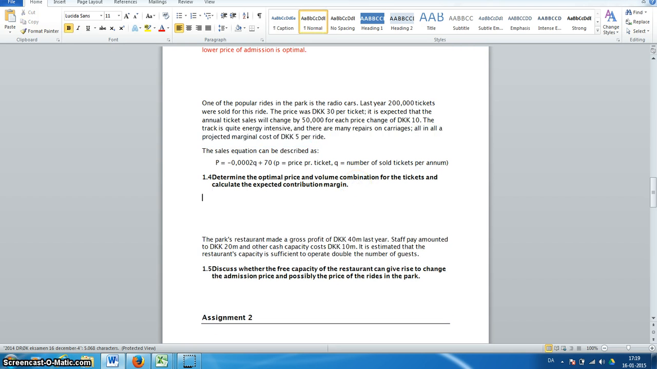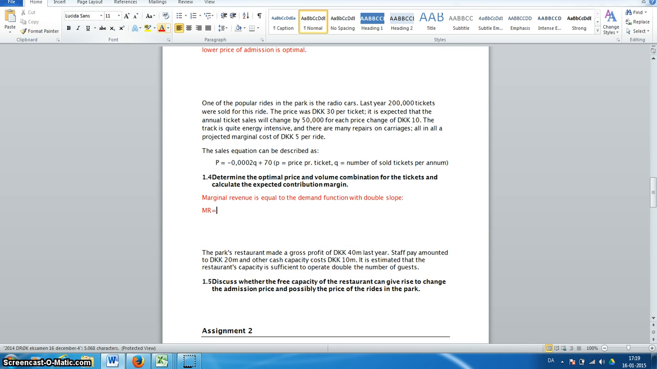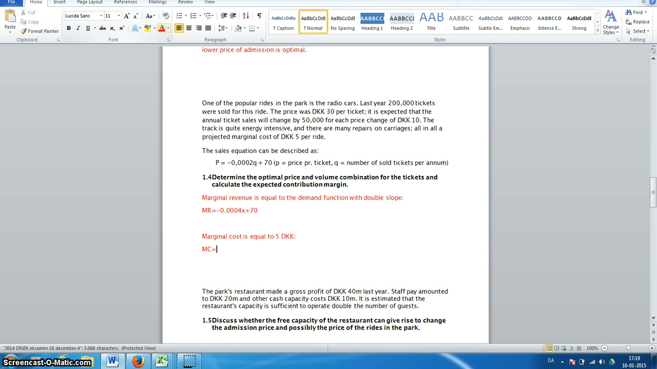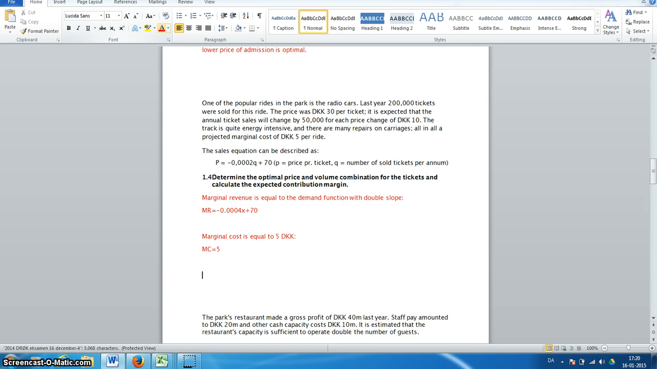So in exercises like this, we should first find marginal revenue. And we know that marginal revenue is equal to the demand function, but with the double slope. So we write MR equals minus 0.0004x plus 70. And we also know that marginal costs is equal to 5 Danish kroners. So we just write that as marginal cost equal to 5. So that's actually what we need to do this exercise.